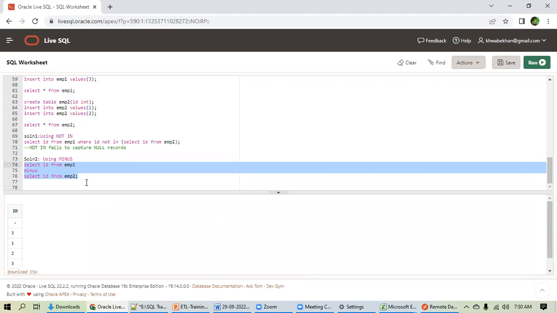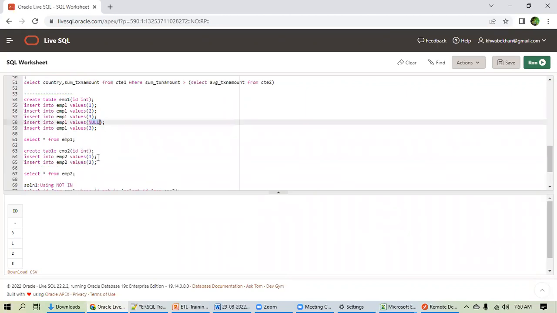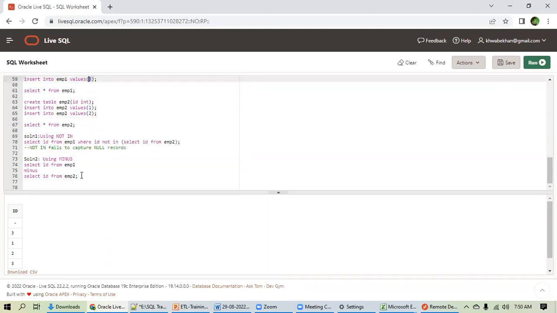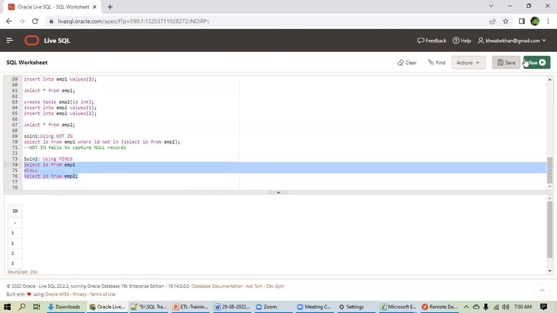Null and 3. Null, 3 and 3, right? Because a null is missing. Null is present here, it is not present here, so null should be the output. This 3 is present here, this 3 is not present here, so 3 should be the output. This 3 is present here, it is not here, so 3 should be the output. So null and 3 should be the output, right? Now I'm running this query.